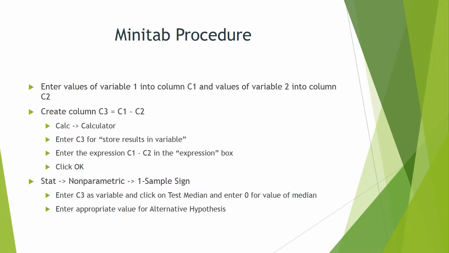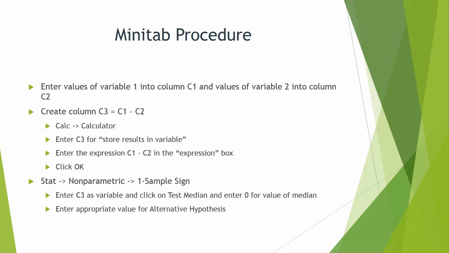The Minitab procedure is we enter the values of variable 1 into column 1 and the values of variable 2 into column 2 if we have matched pairs data. So if we have a before and after, or an example in the homework with two different times for temperatures to be taken, then you're going to need to create a column 3, which is equal to C1 minus C2. If you're using Minitab 17 or 18, you go up to Calculator, you enter C3 for store results in variable. Then in the expression box, you enter C1 minus C2.